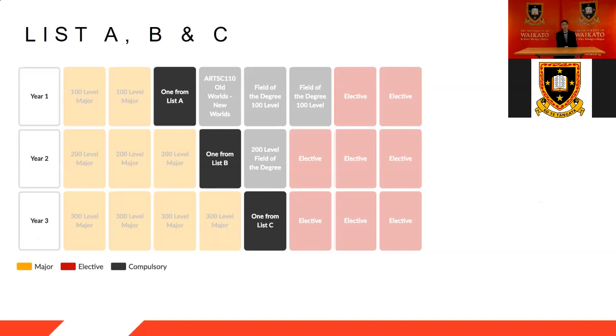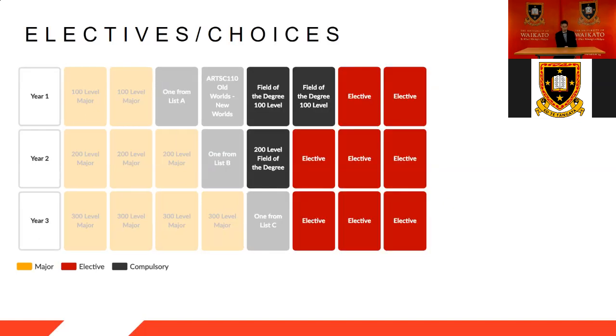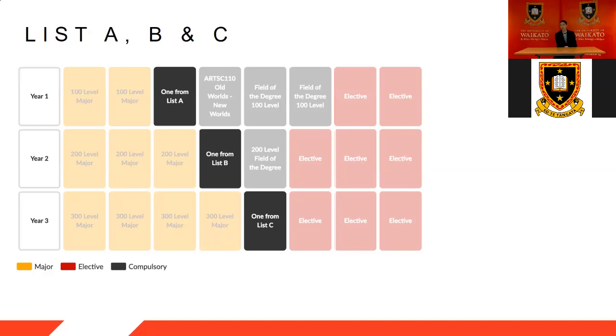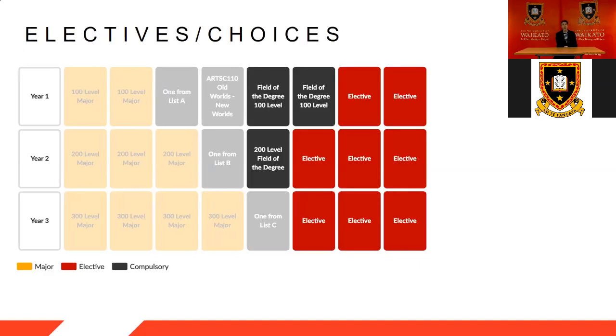So list A is the disciplinary foundation. So that will be the first paper that you will have to make a choice about. And there are a number of papers available to you across the BSocSci and the BA, School of Social Science and the School of Arts within the BA. But we will highlight our paper in a moment. And then if you're doing a single major, you have a number of choices in terms of electives, which I think is really important for you to think about.